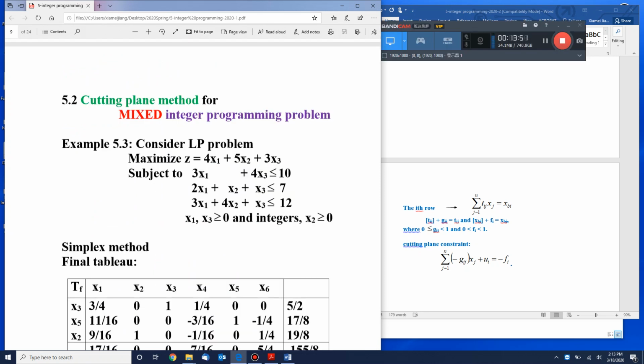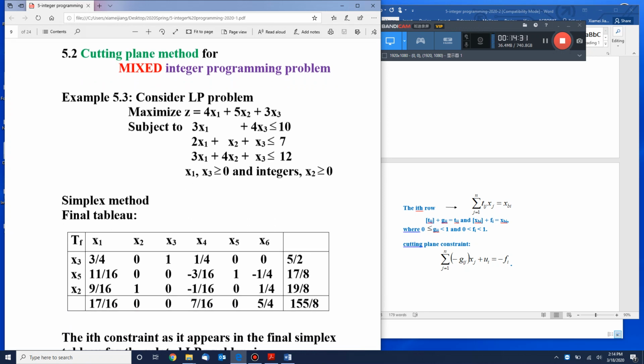Now we are going to work out the cutting plane method for mixed integer programming. The same method, but we have some special formulas for it. So here we consider this LP problem. We have 3 variables. However, we only need 2 of them to be integers, x1 and x3. But x2 we just need to be greater than or equal to 0. So if we relax this, we can simply apply the simplex method on it. And here is our final tableau.